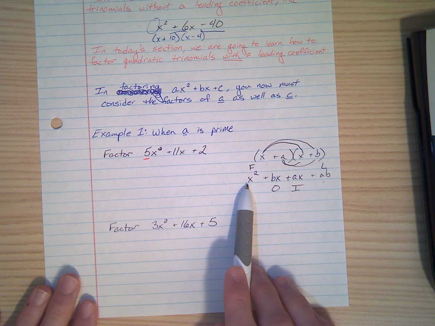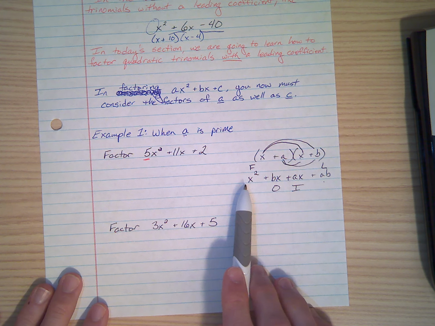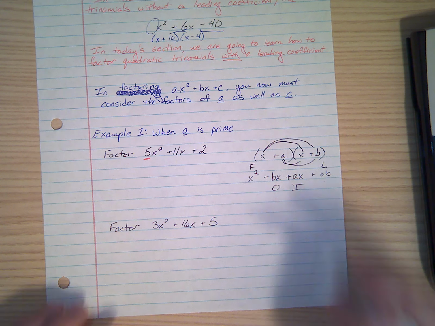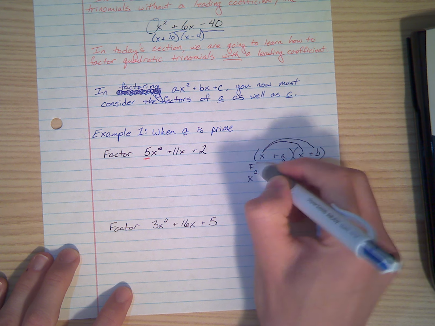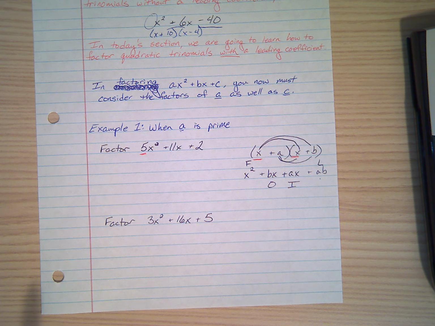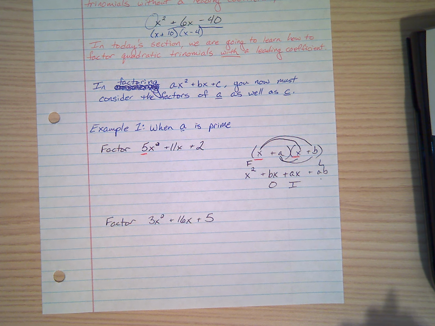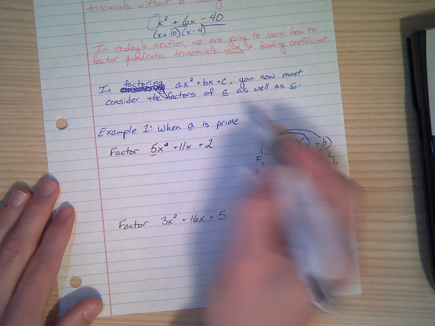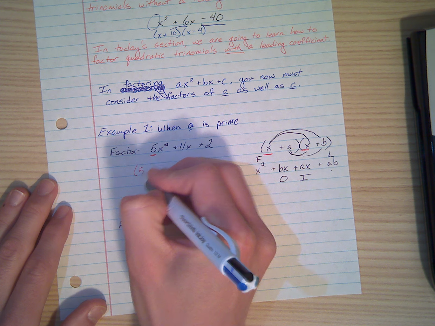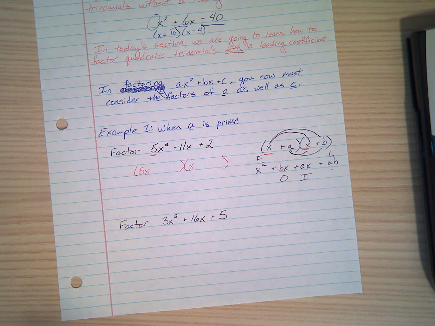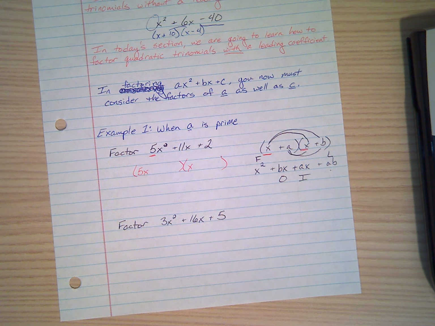Okay, when we have a leading coefficient in front of that first term, we have to consider, when we're factoring, this times this as a step. So we have to consider the factors of 5 that would make 5x squared. Well, in this case, that's really easy to do because a is prime here. All we would have are 5 and 1. Because we know the first times the first gives us the 5x squared. That's the only thing that can make that work.